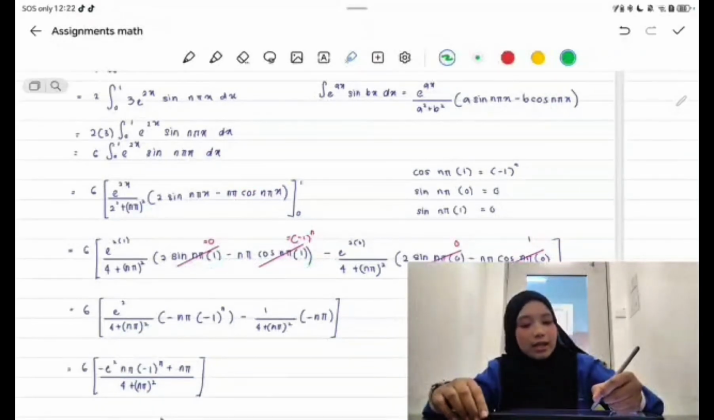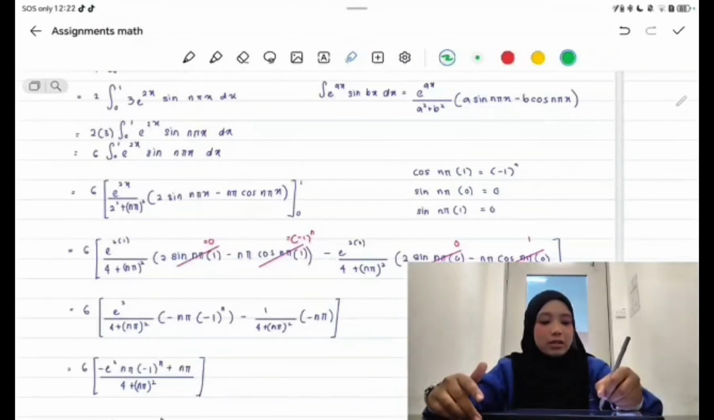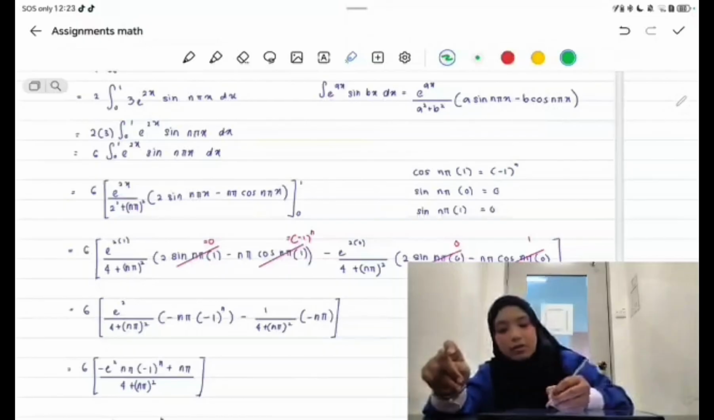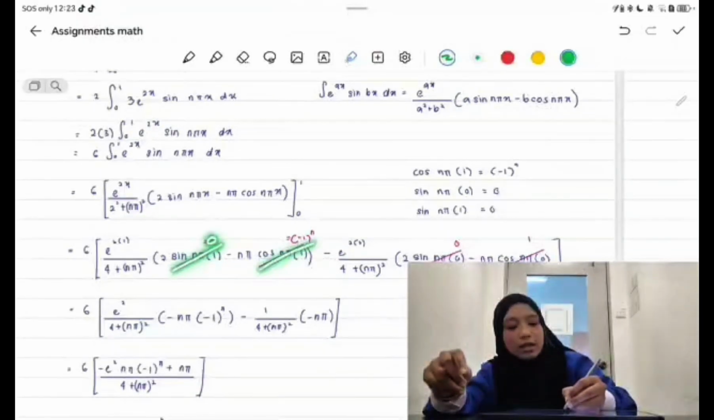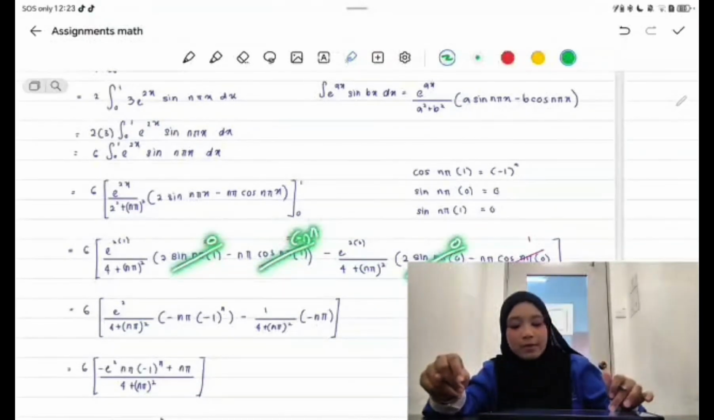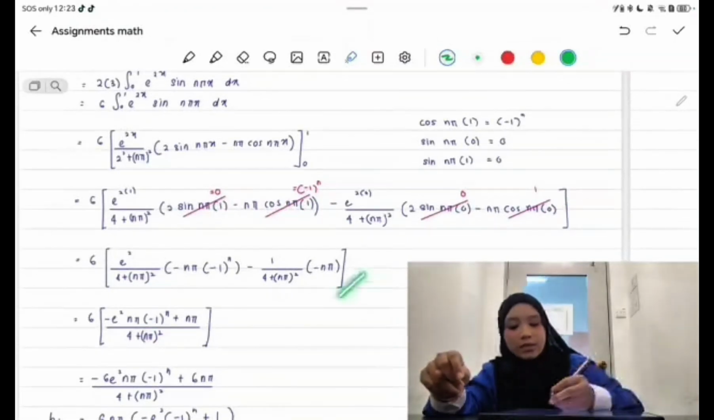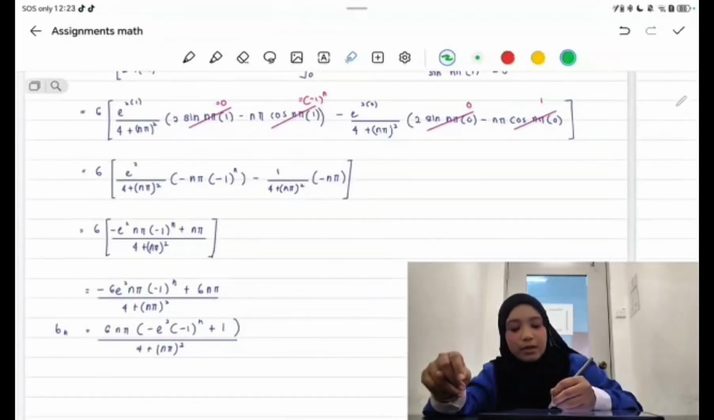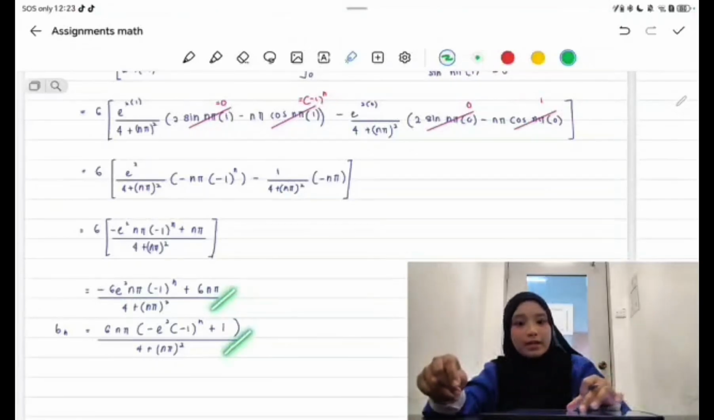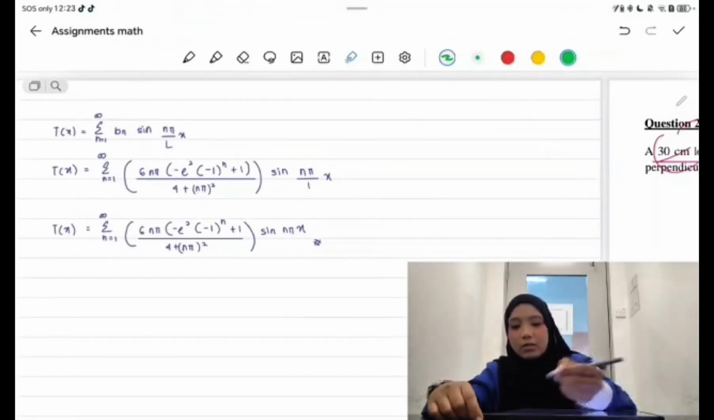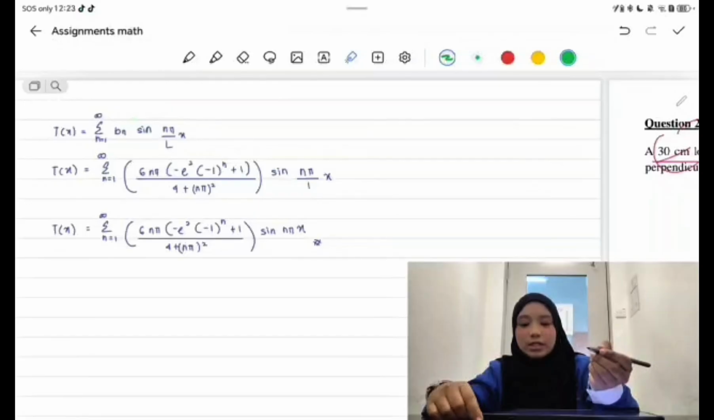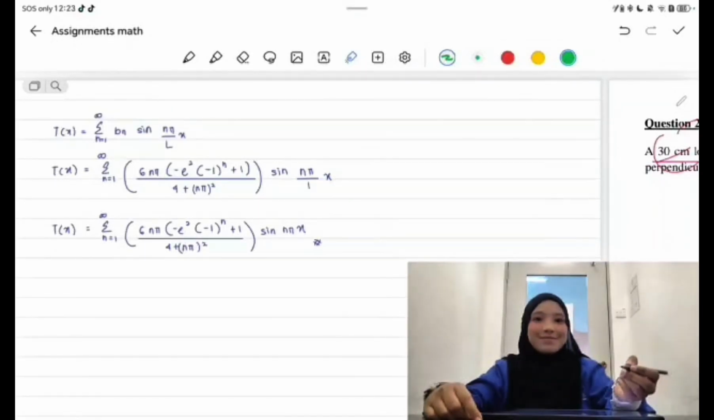As we know, cos n pi is equal to negative 1 to the power of n, and sin n pi is equal to 0. So here, the values are substituted, and then we got this. We simplify it, expand and factorize, and then we got b n. We substitute b n into the general Fourier sine series, and we got this, and then we simplify it and we got this one.